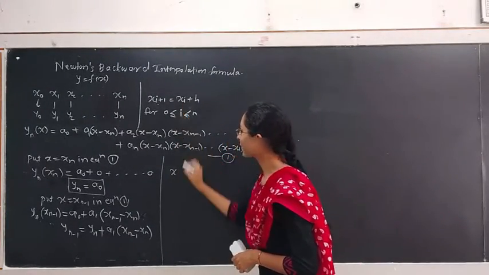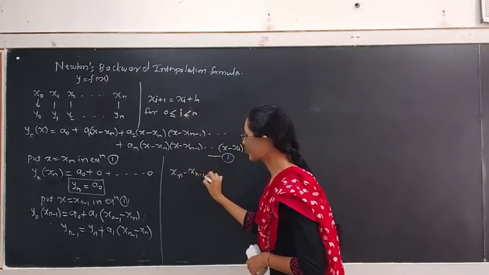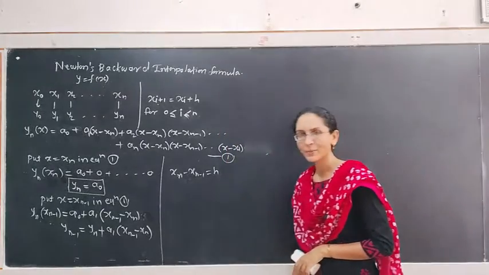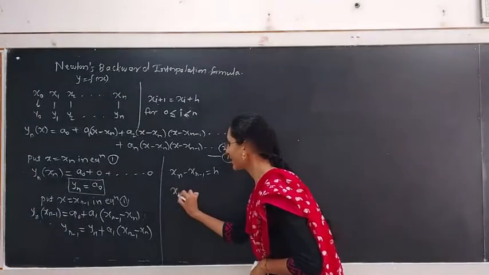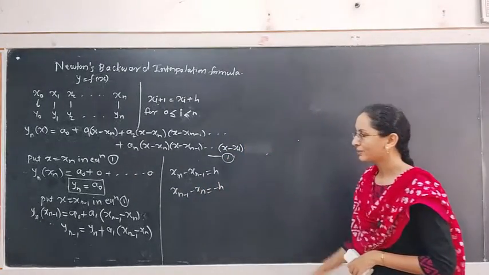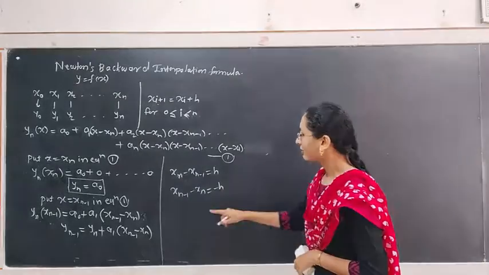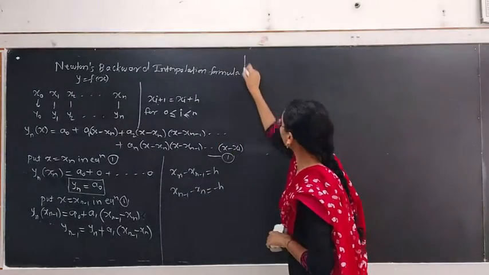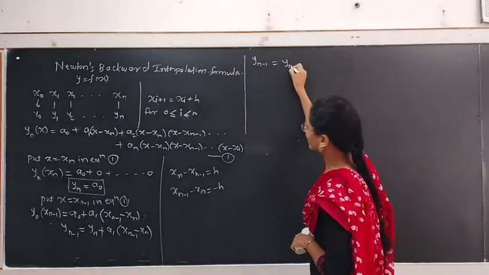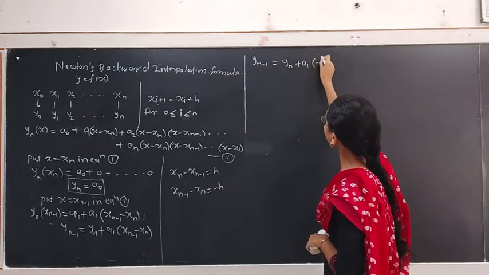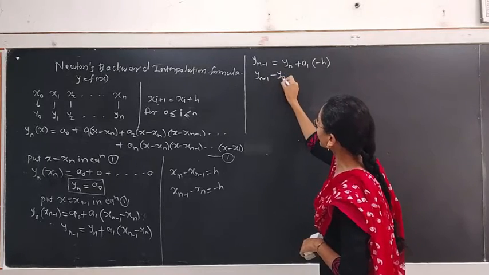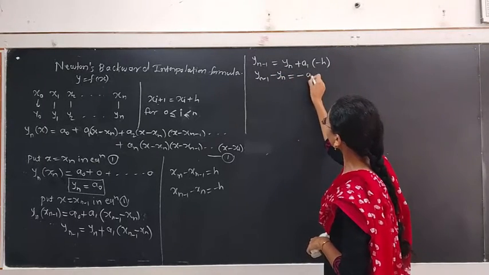But we have from this formula x_{n-1} = h. What we require is the value of x_{n-1} - x_n. Hence, x_{n-1} - x_n is equal to -h. By multiplying both sides by -1, we use this value in this step: y_{n-1} = y_n + a1 into this value, which is -h. That is, y_{n-1} - y_n is equal to -a1 h.